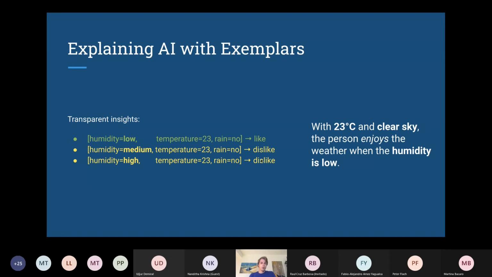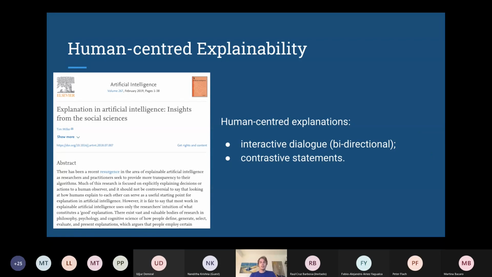For all three examples, like and dislike, the temperature and the rain do not differ. The only differentiating factor is the humidity. Then we can zoom in on the humidity and see that, given the temperature being 23 degrees and the weather being sunny, the only differentiating factor is humidity. So if the humidity is low, the person likes the weather, whereas if the humidity is high or medium, the person dislikes the weather. But the technical aspects of explainability are not all.